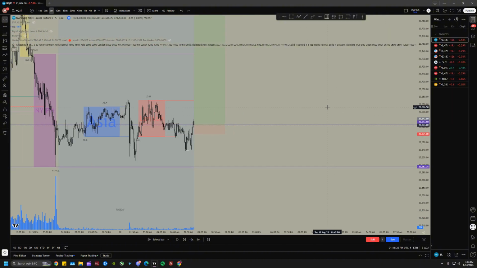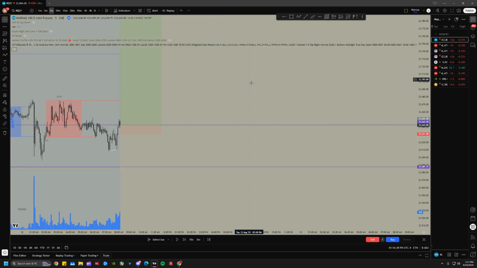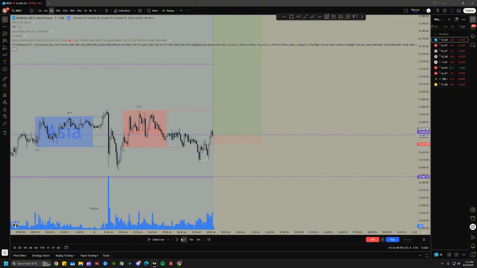So yeah, you guys should always be taking partials. You guys should always be managing your risk. That is the most important thing. If you don't have that, you don't have structure, and if you don't have structure, then you're unprofitable, right? You need to be managing your trades.